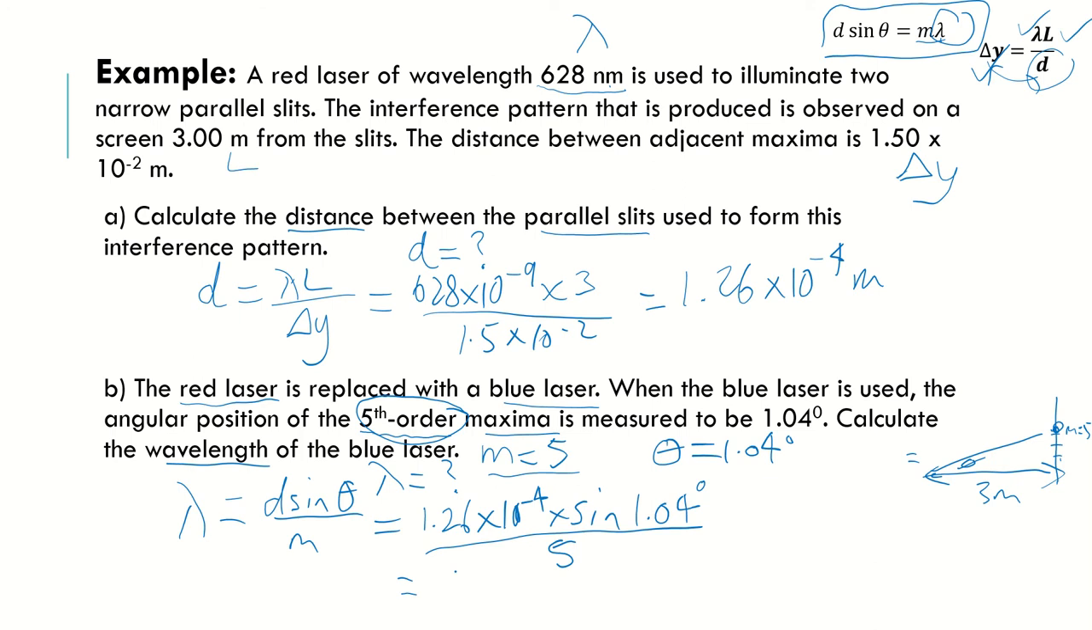And we're going to get the wavelength of light is 4.57 times 10 to the minus 7 meters. And that's actually, if we were to get it back into nanometers, 457 nanometers. And if you check the wavelength of blue light, that is correct.